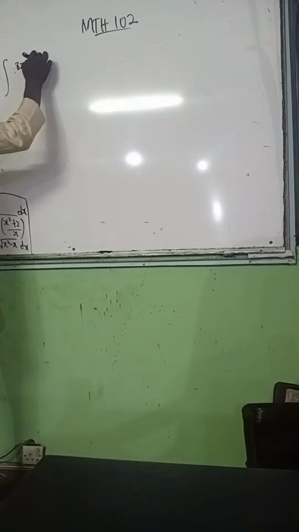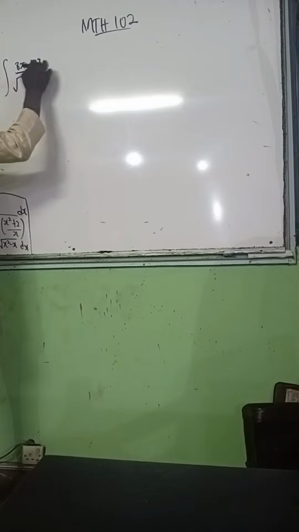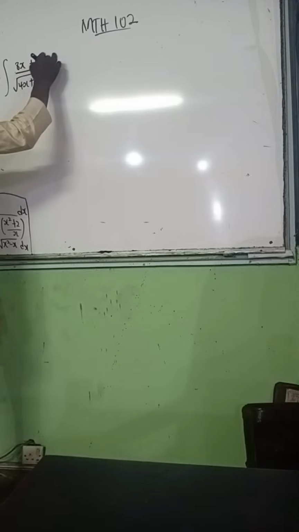So let's start having our fun for the next 1 or 2 hours. So the first question says, integral of 8x plus 13 over root 4x plus 7 dx.